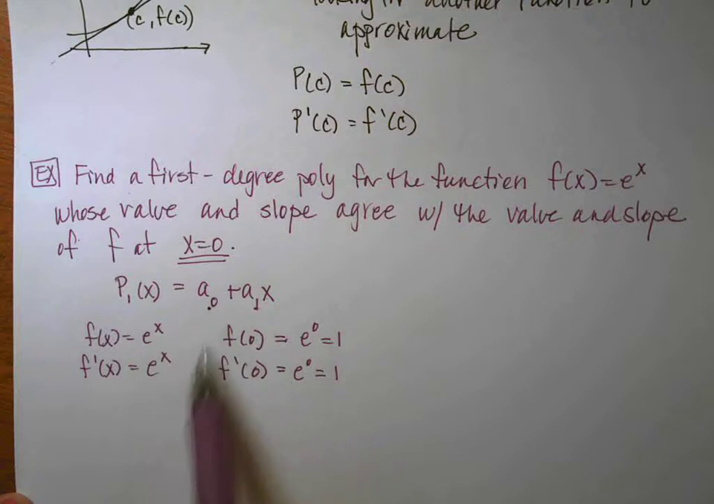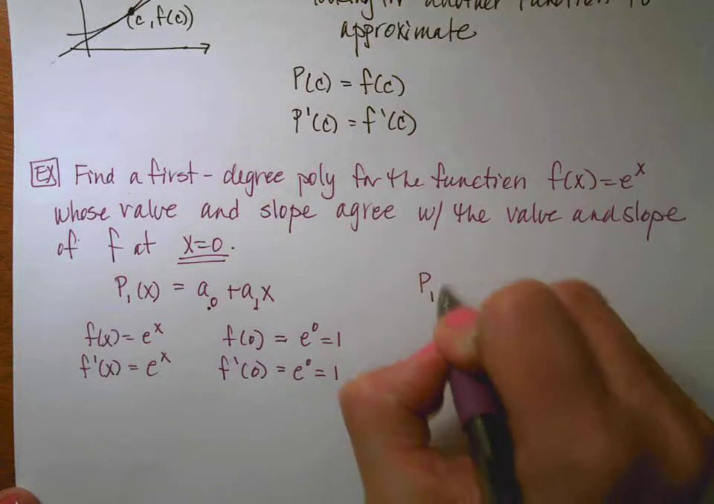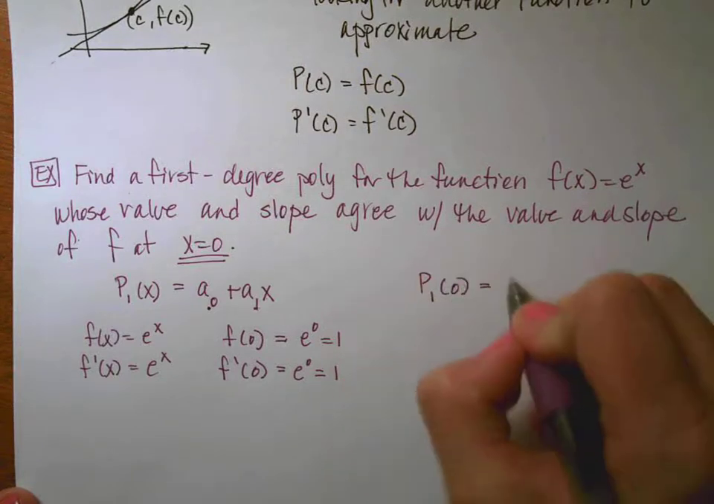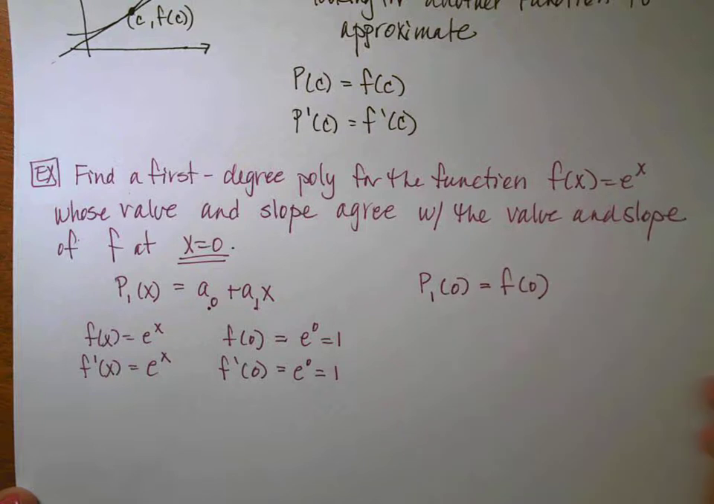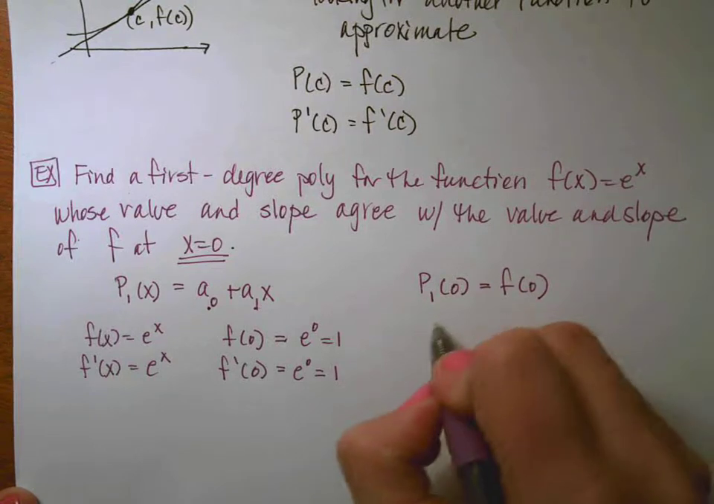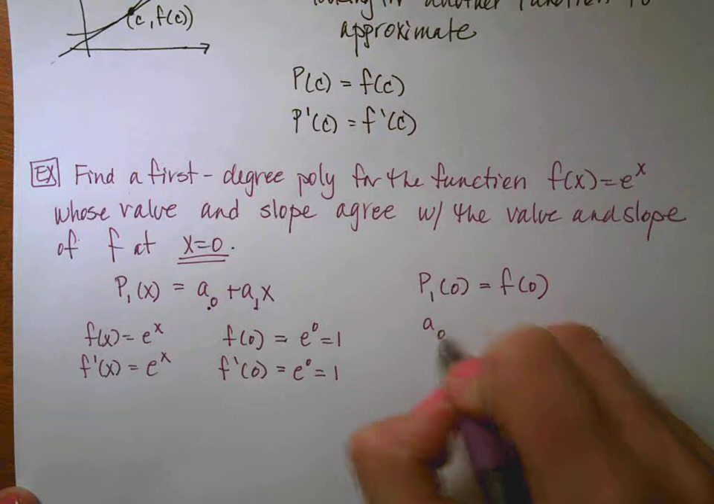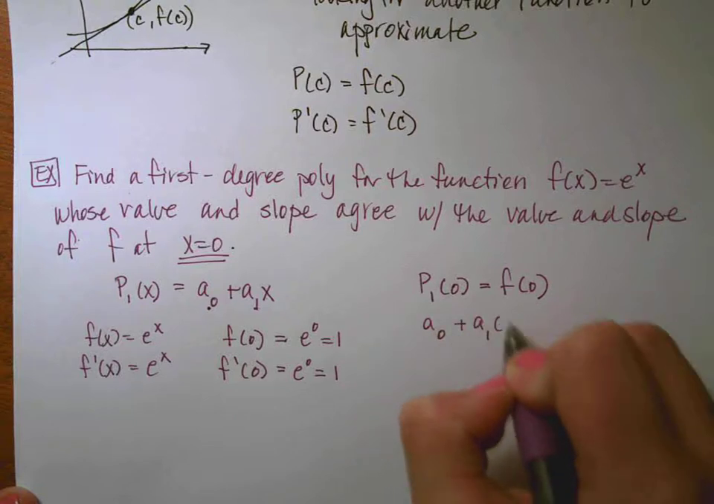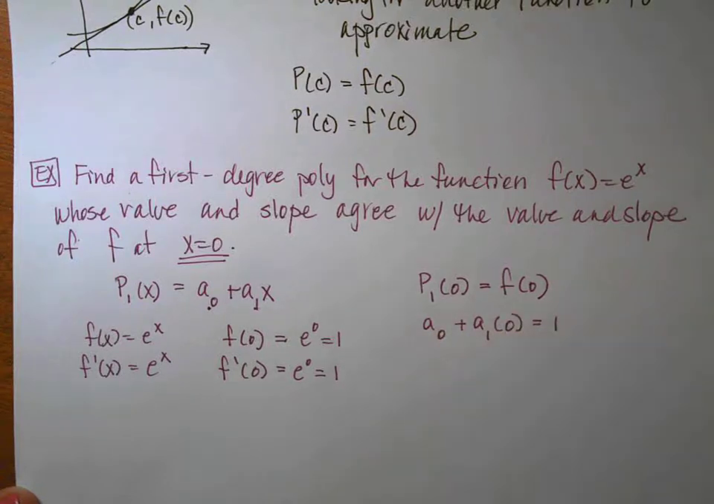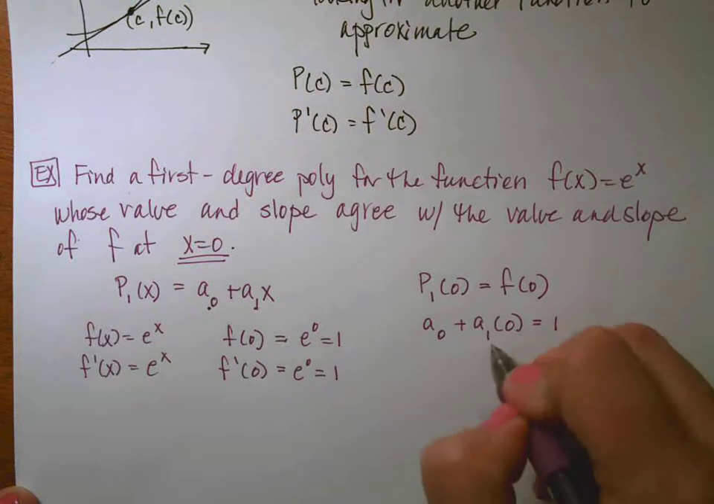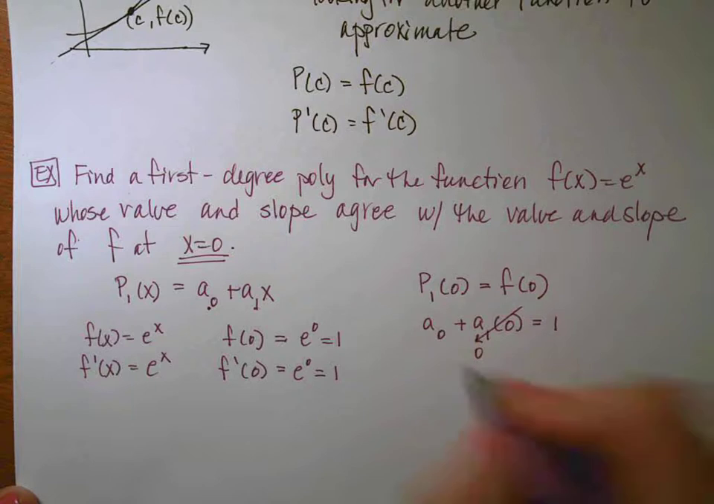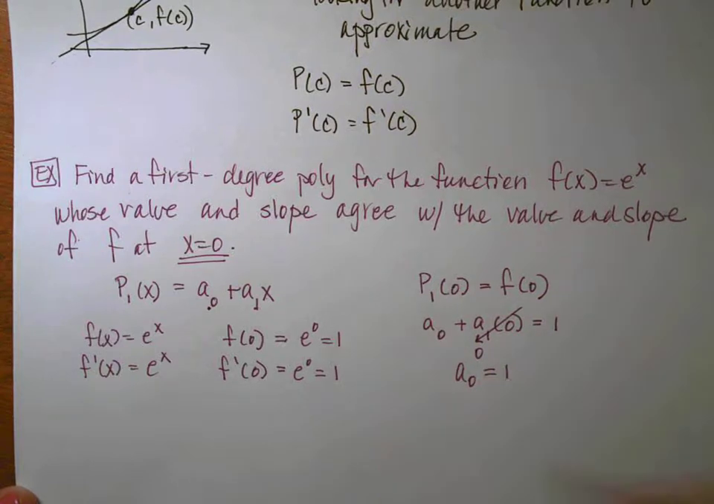So then, if you notice, now I can start substituting in my values. Okay, so my polynomial at 0 is going to equal f of 0. So then I'm going to have a sub 0 plus a1 of 0 is going to equal 1. Okay, and then if I look at this, a1 of 0, this is 0. So I get a sub 0 is equal to 1.